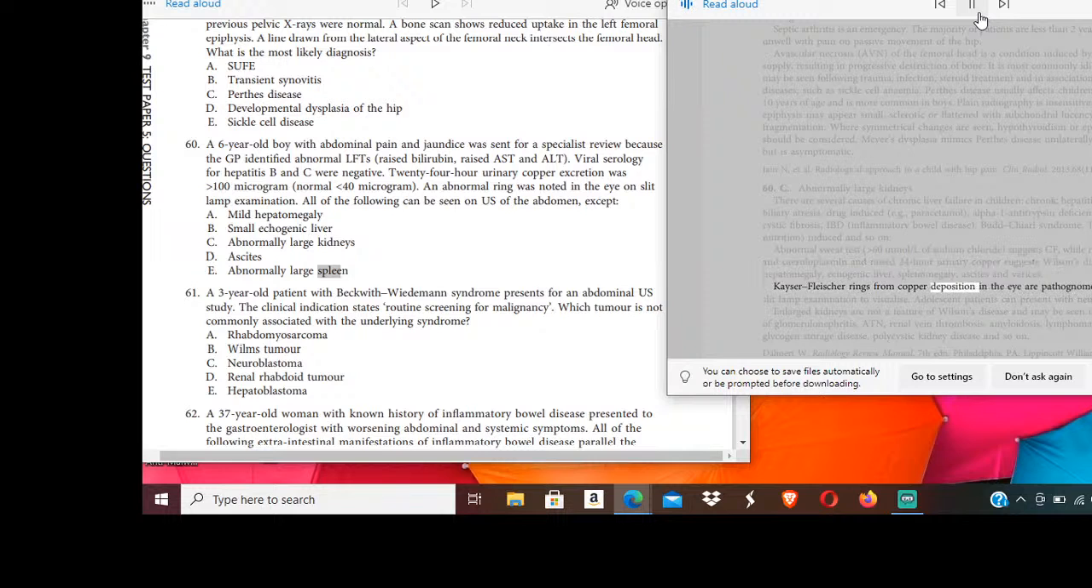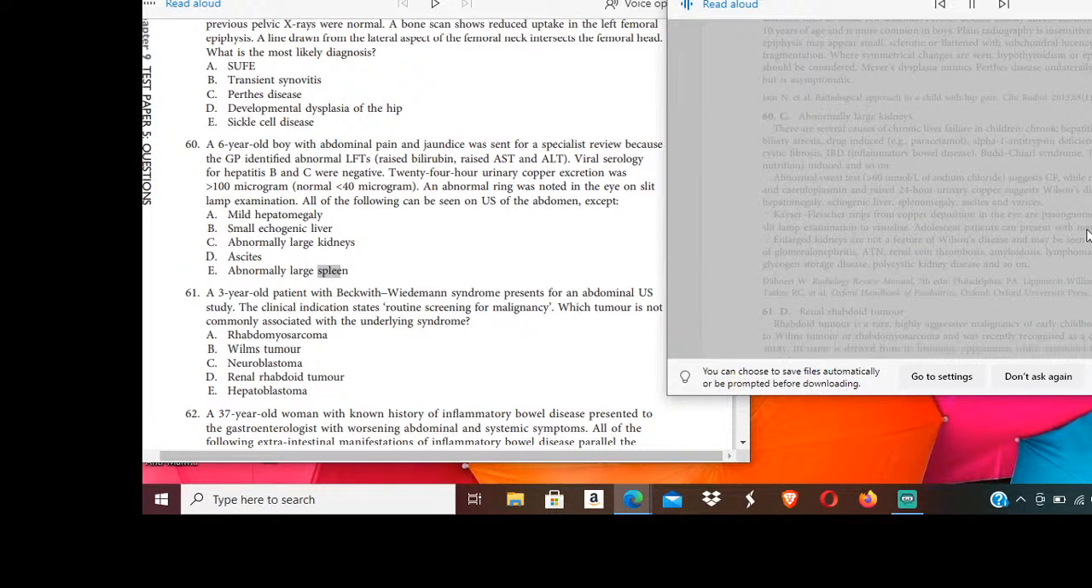Kaiser-Fleischer rings from copper deposition in the eye are pathognomonic, but may require slit lamp examination to visualize. Adolescent patients can present with neurological symptoms. Enlarged kidneys are not a feature of Wilson's disease, and may be seen in the acute phase of glomerulonephritis, ATN, renal vein thrombosis, amyloidosis, lymphoma, diabetes, glycogen storage disease, polycystic kidney disease and so on. Dannert W. Radiology.